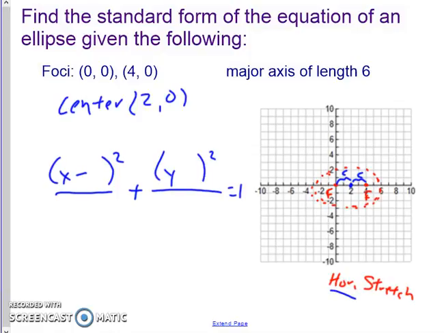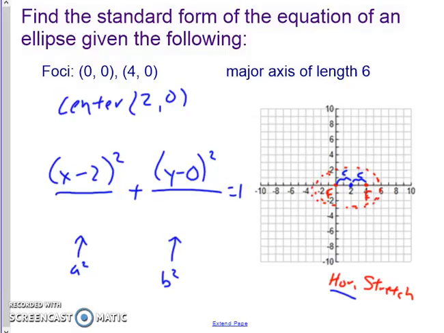a horizontal stretch. Okay, so we know our largest value there is going to be a squared under the x, and we're going to have b squared under the y. So we can plug in our center. And now let's go ahead and move on to figuring out our a and our b.